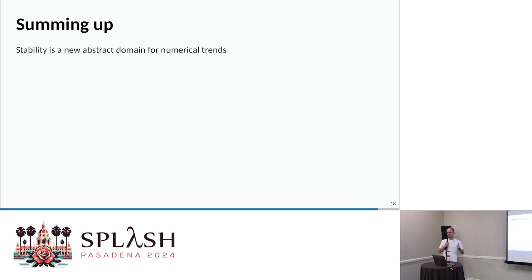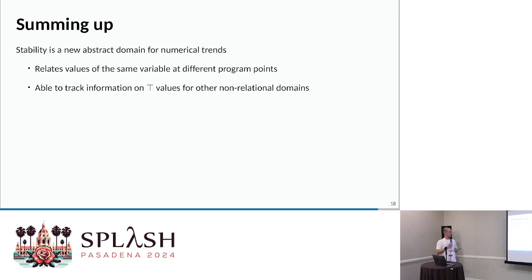Okay, so just to recap, we have presented and defined a new abstract domain that relates the values of the same variables at different program points inside the function or the program. We are able to express sometimes information about variables that the other non-relational domains are not able to infer anything on. And we do keep the nature of non-relational domains to be fast and to scale relatively well.